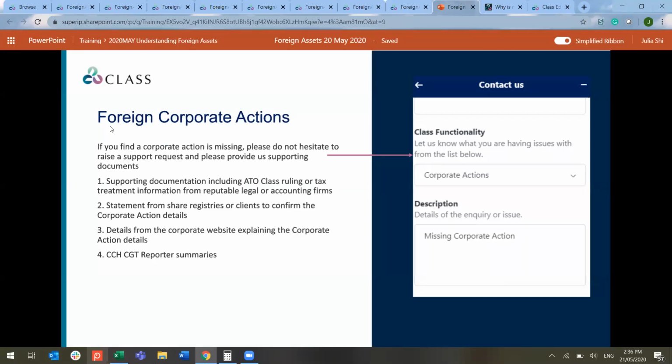But if you do find a corporate action which is missing, don't hesitate, just raise a support request so we can implement this for you.